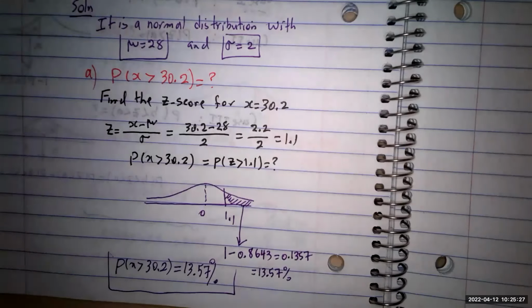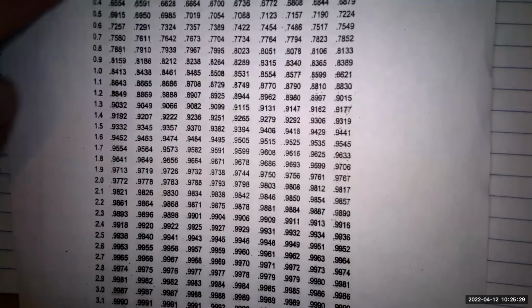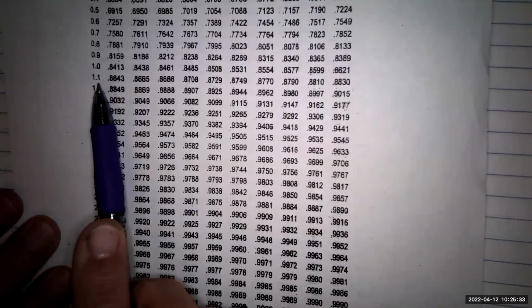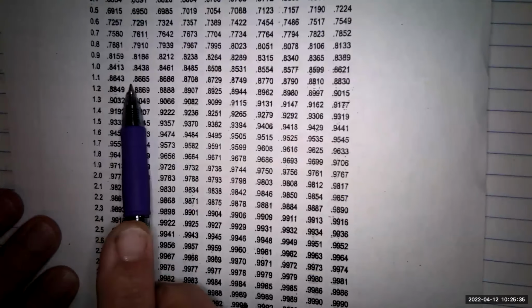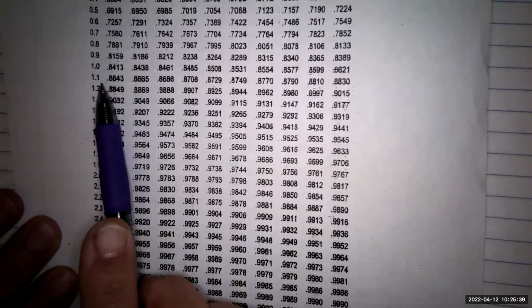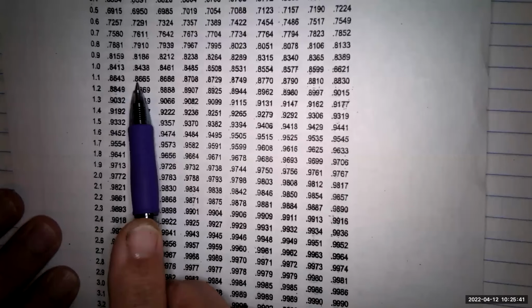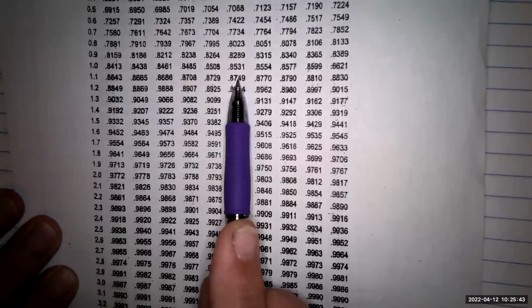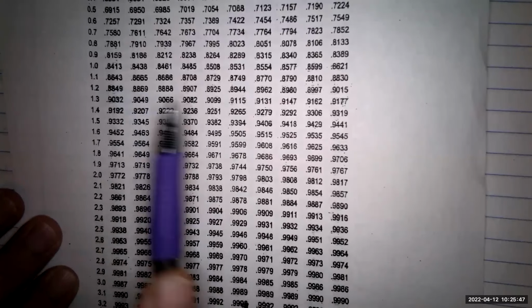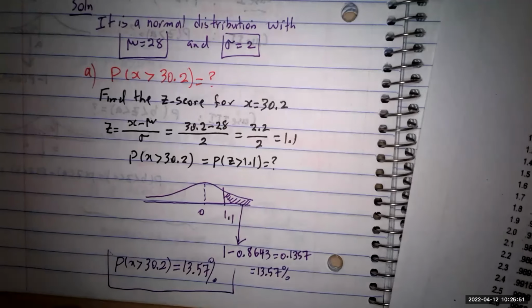So if you want to find the 1.1, this is going to be z of 1.1. If you are going to have a second decimal, you go forward to get the second decimal. So it's going to be 1.10, this is the one, 1.11, 1.12, etc. In this case, we were looking for the 1.1, so 86.43 was the answer.